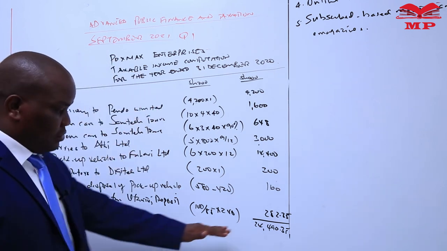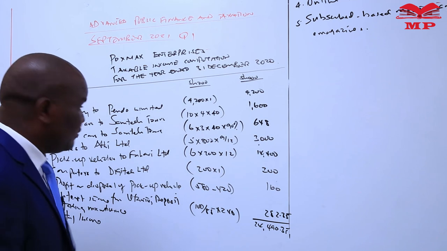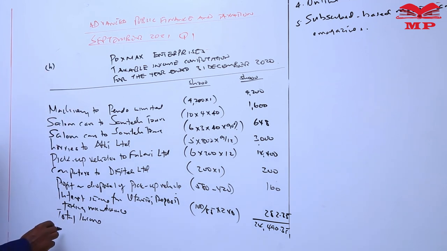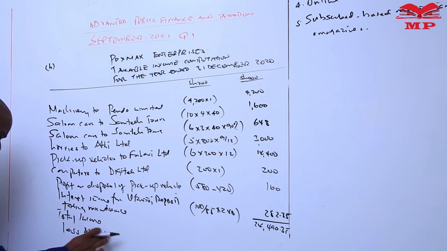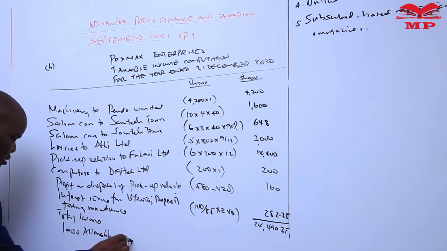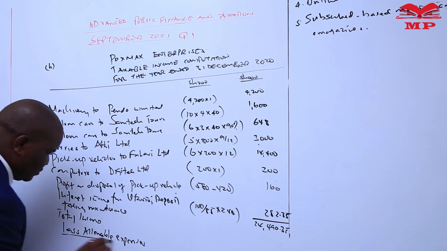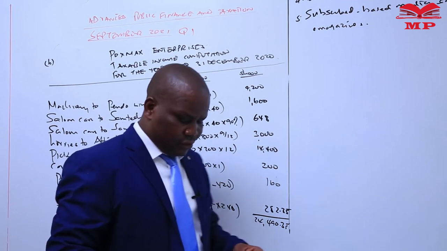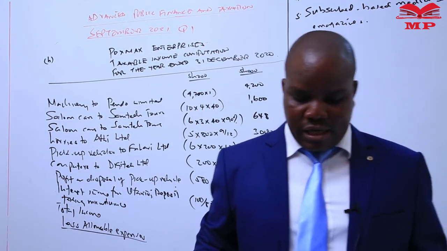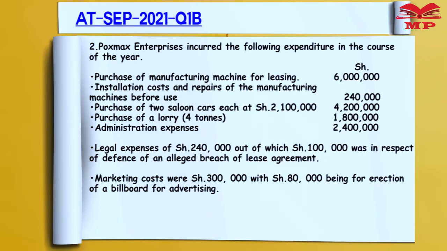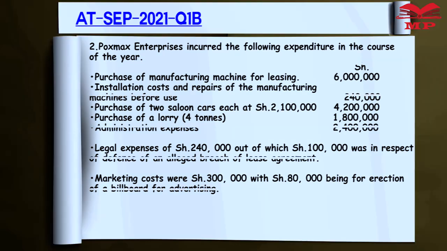So once we have the total income as this, we move to the next step and say less allowable expenses. We only consider those expenses that are allowable. So we make use of information 2. Let's move back to information 2. We are told Poxmark Enterprises incurred the following expenditure in the course of the year. One is purchase of manufacturing machine for leasing.